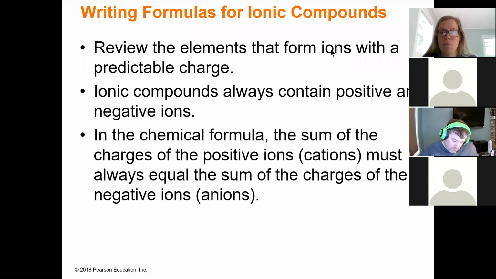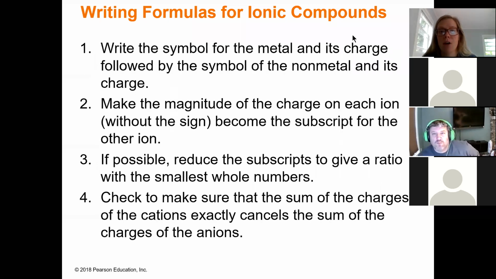So when writing a chemical formula for an ionic compound, there's a series of steps that you can follow. It says, first, write the symbol of the metal and its charge, followed by the symbol of the nonmetal and its charge. Make the magnitude of the charge, magnitude means the numerical value, not the positive or negative, that doesn't matter, just make the size of the charge on each ion without its sign become the subscript of the other ion. If possible, reduce subscripts to give a ratio that's its smallest whole number, and check and make sure that the charges cancel.